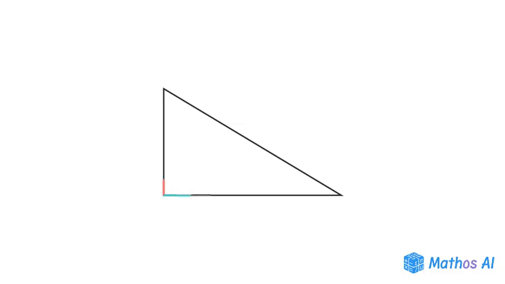First, let's visualize tangent. Remember, tangent is simply the ratio of the opposite side to the adjacent side in a right triangle. So if tan theta is 8/15, we can imagine our opposite side as 8 units and our adjacent side as 15 units.